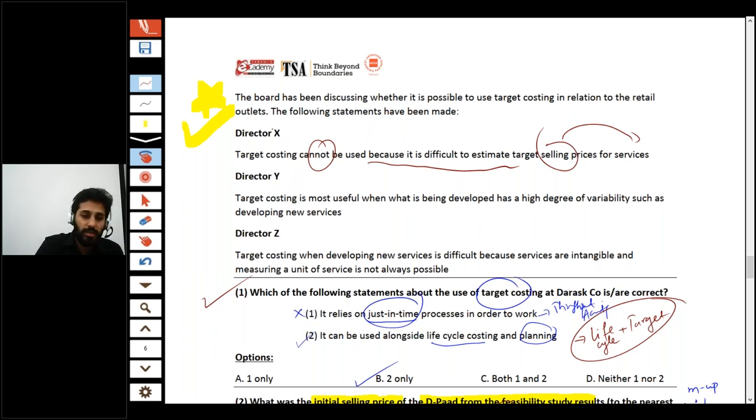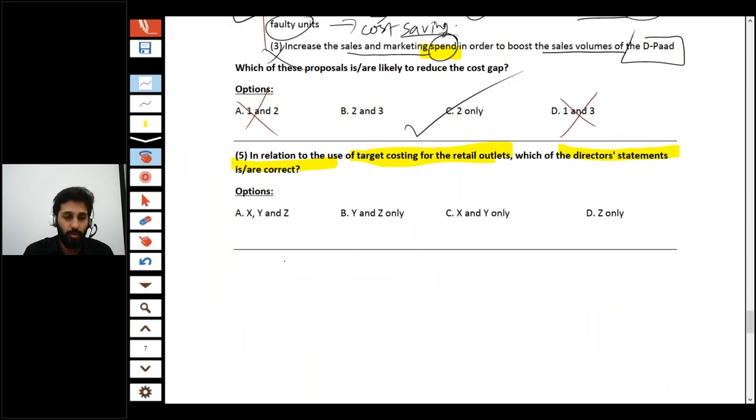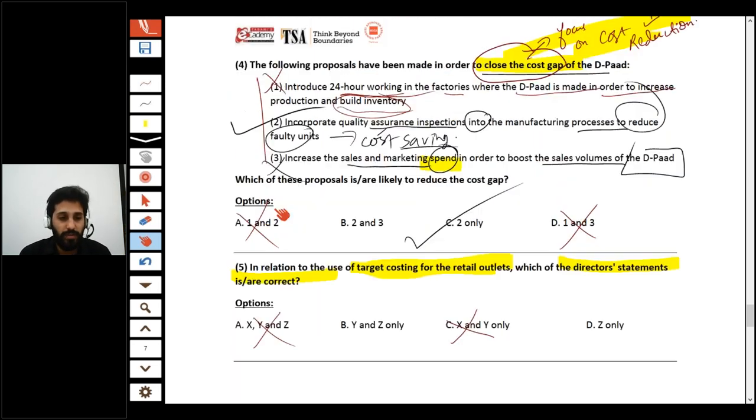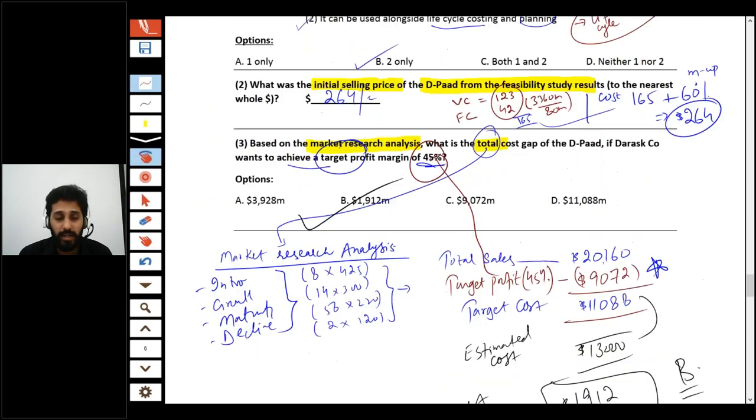All right, so he is giving you the wrong statement. Director X is crossed here, so that means we are left with Y and Z, and Z is correct in both. So we have to read Y, but I will be reading both.